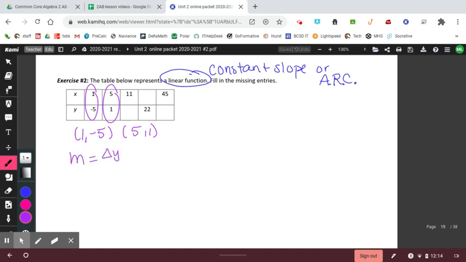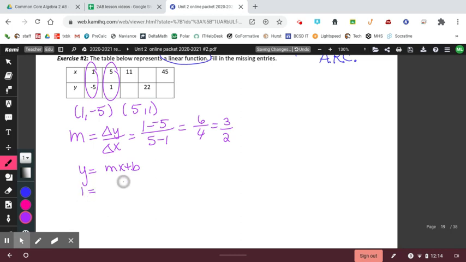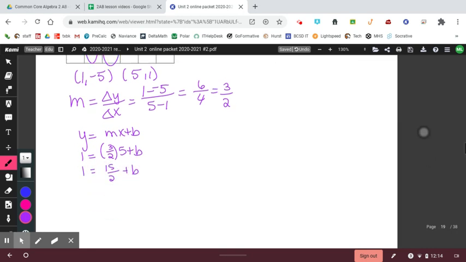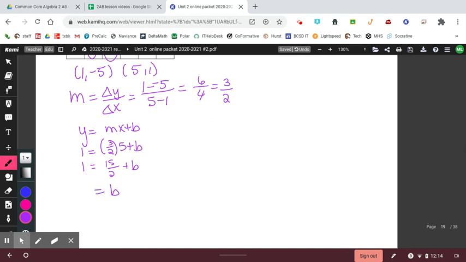So change in y over change in x, the slope is the same throughout this equation. So the slope would be 6 over 4, or 3 halves. Then we can go y equals mx plus b. Put in either one of those points. I'm going to put in the 5, 1. Put in my slope of 3 halves and find my y-intercept. I do 1 minus 15 halves, sorry, that would end up being negative 13 halves. So I have an equation of y equals 3 halves x minus 13 halves.